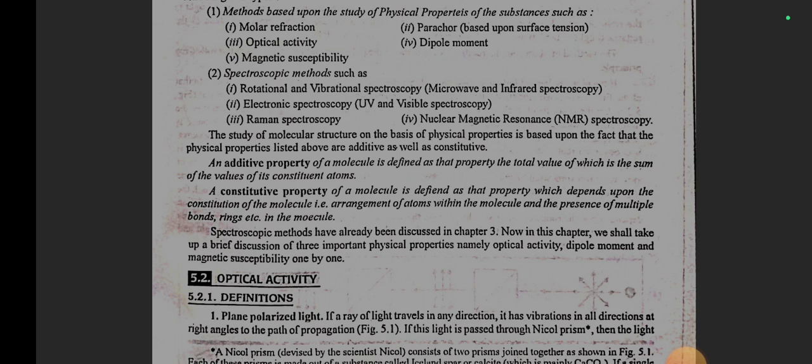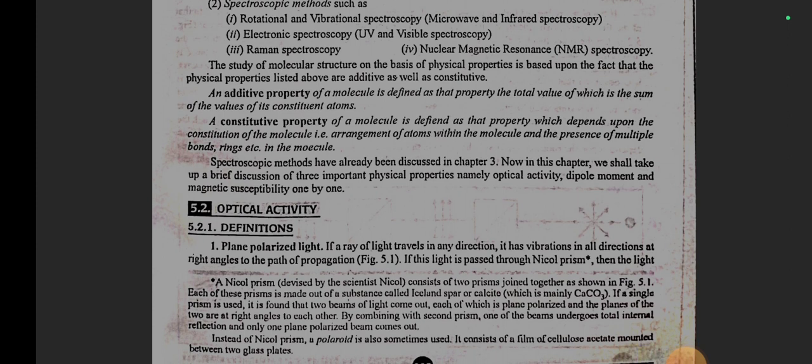in the molecule. Spectroscopic methods have already been discussed in chapter 3. Now in this chapter we shall take up a brief discussion of three important physical properties, namely optical activity, dipole moment and magnetic susceptibility, one by one.